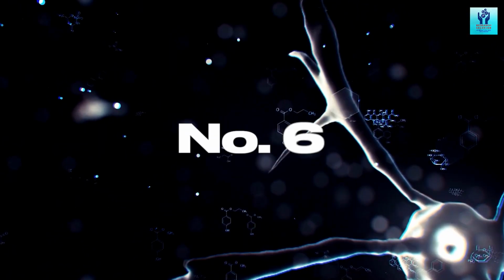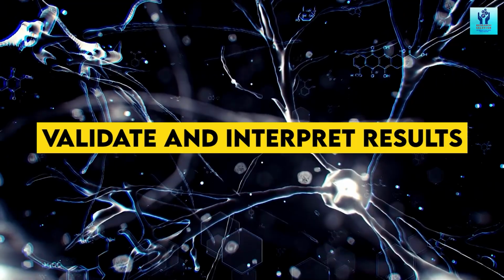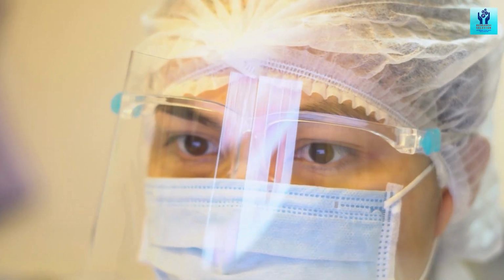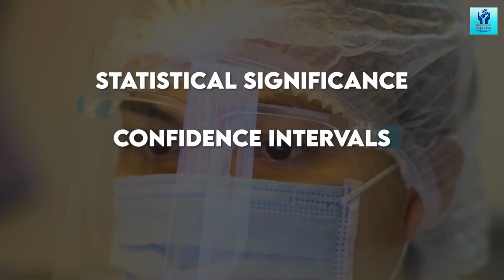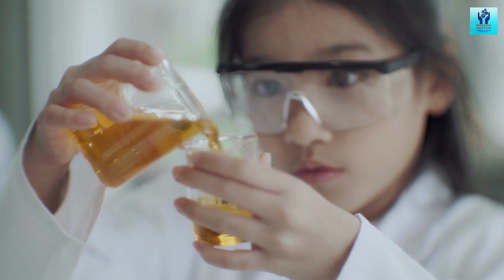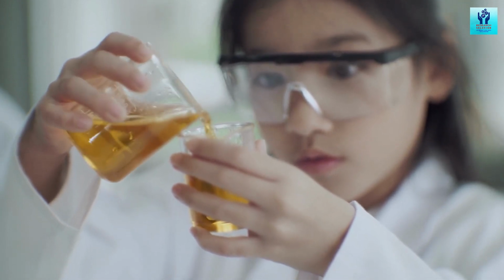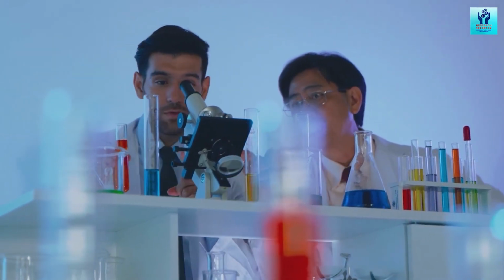Number 6. Validate and interpret results. Data analysis isn't just about numbers, it's about understanding the meaning behind them. Validate your results by checking statistical significance, confidence intervals, or effect sizes. Interpret your findings within the context of your research objectives and hypotheses. Identify patterns, trends, and relationships to draw meaningful conclusions.